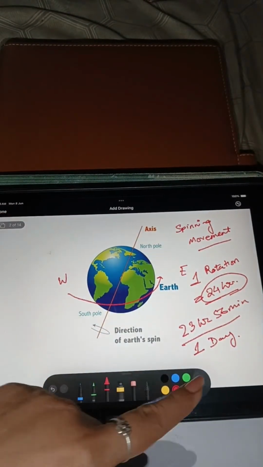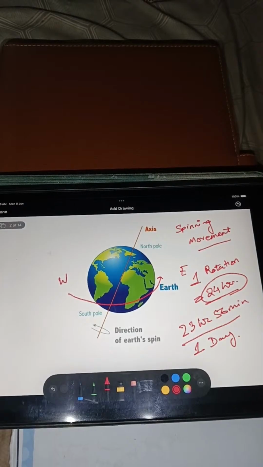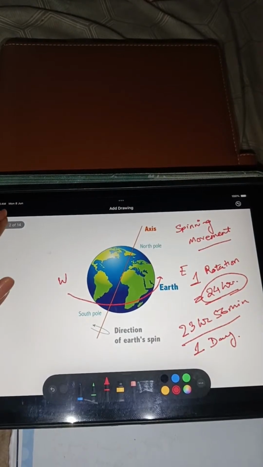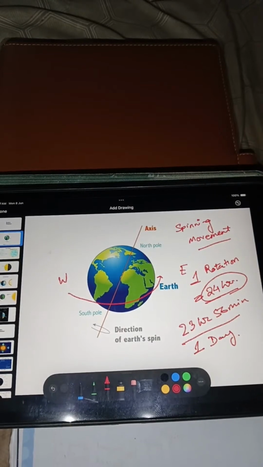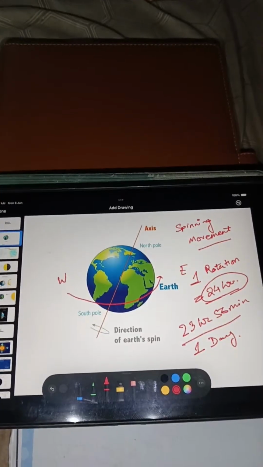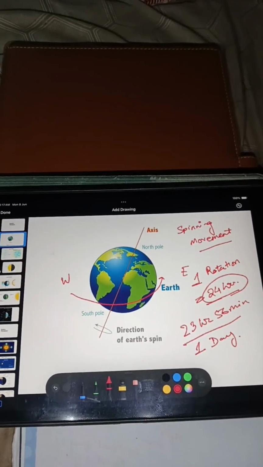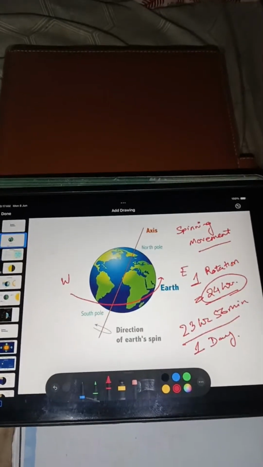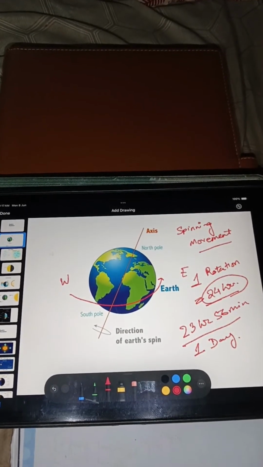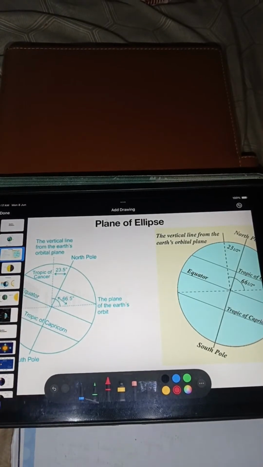Now you can understand from here that the concept of day comes from rotation. The most important effect of Earth rotation is the formation of day and night. Now before that there are certain things that need to be discussed, that is the plane of ecliptic.